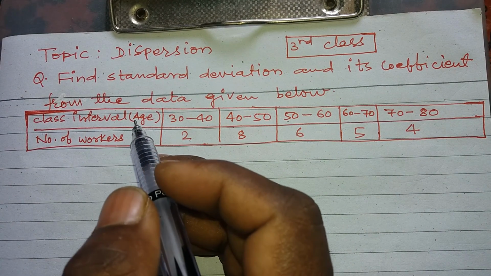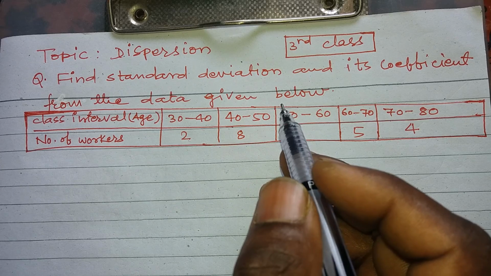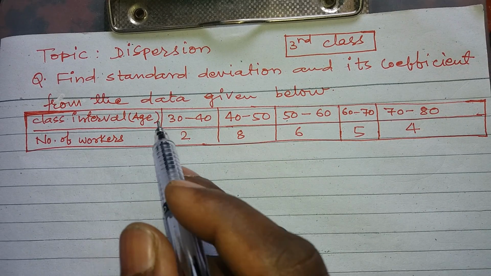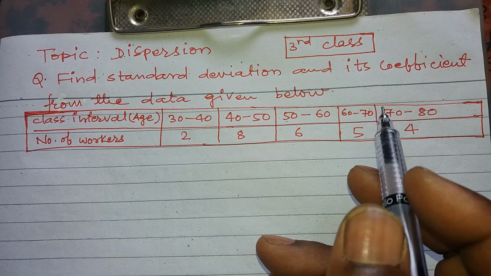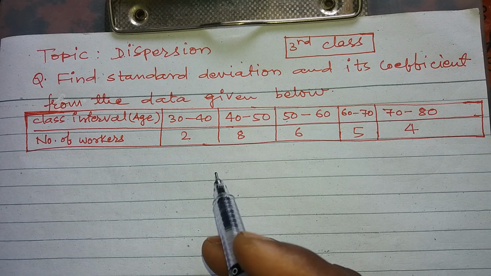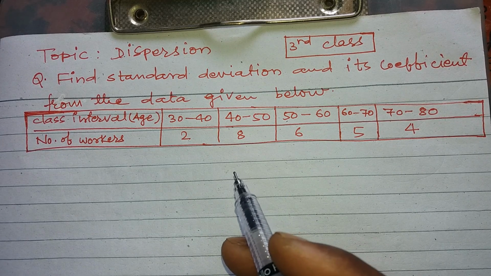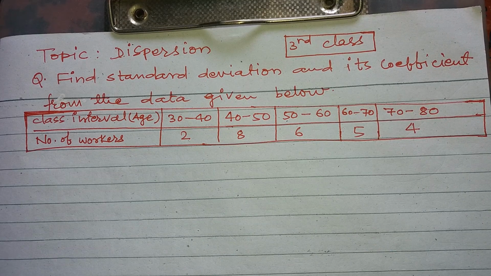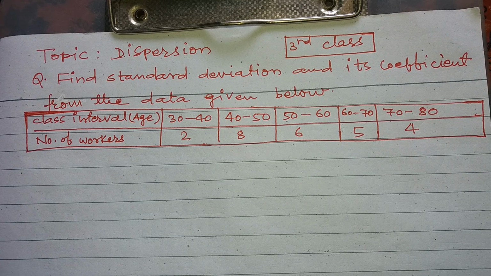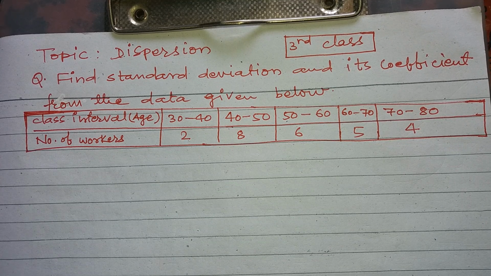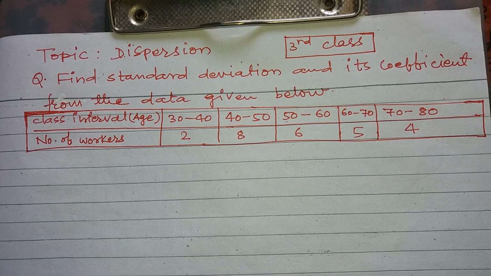The topic is dispersion, and it is the third class of the topic. The question is: find the standard deviation and its coefficient. Students, there are various methods to find the standard deviation. These are the direct mean method, direct method, exact mean method, and assumed mean method. Here I am going to teach by one method, that is the assumed mean method.